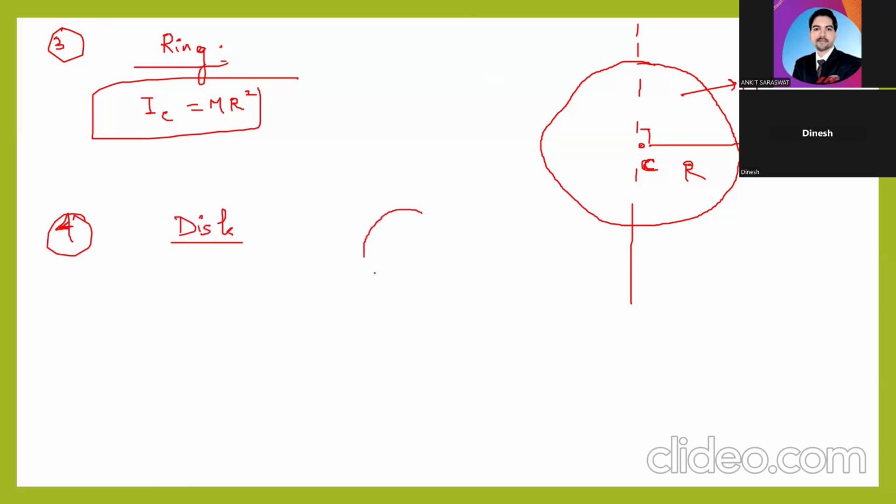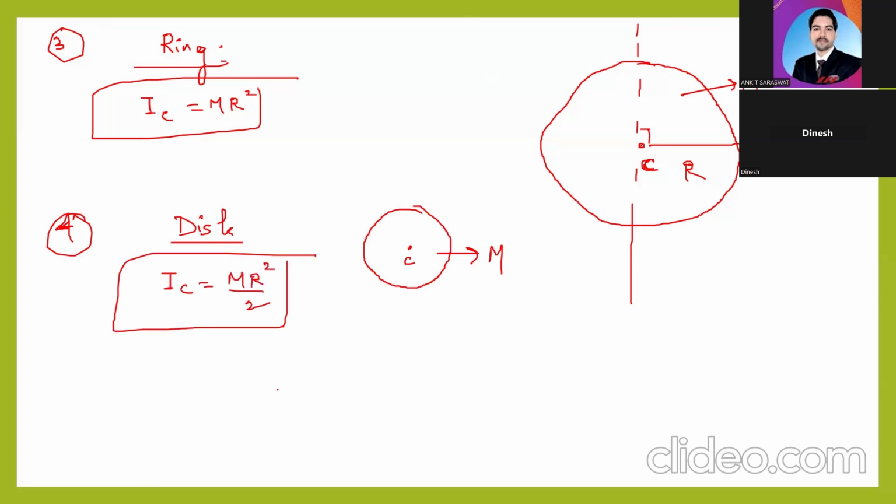Number 4, disk. Disk has mass over its area. Then about the center, its moment of inertia is MR square by 2. Always remember, for a disk the axis is perpendicular to its plane and passes through the center of mass. Fifth, hollow cylinder.